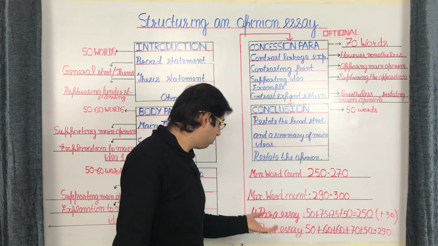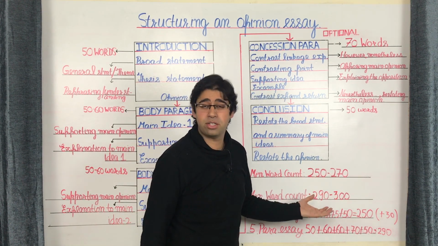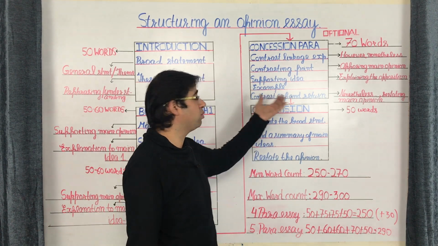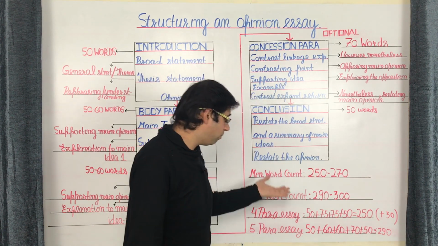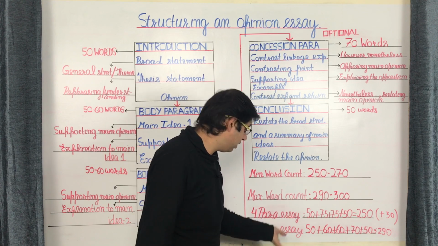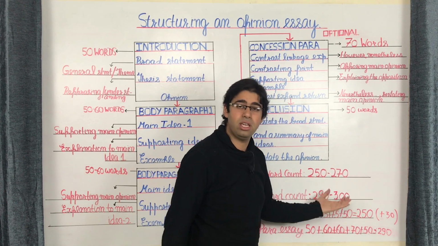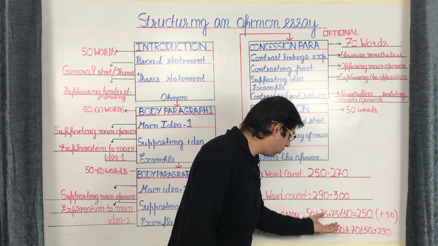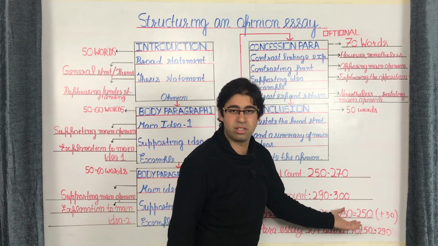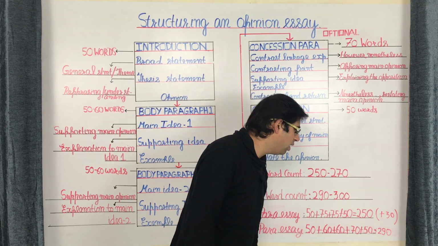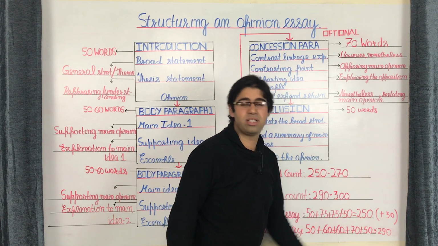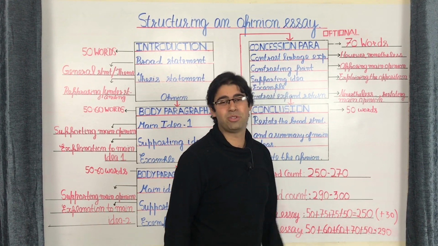Now, if you wish to pursue a 4-paragraph essay strategy, that is to say that you do not wish to include the concession paragraph, your paragraph split looks like this. You've got 50 words for the introduction, followed by 75 each for the body paragraphs, and followed by a comfortable 50-word conclusion, getting you up to 250. You can have a margin of 30 more words up there, getting you to a comfortable 280.